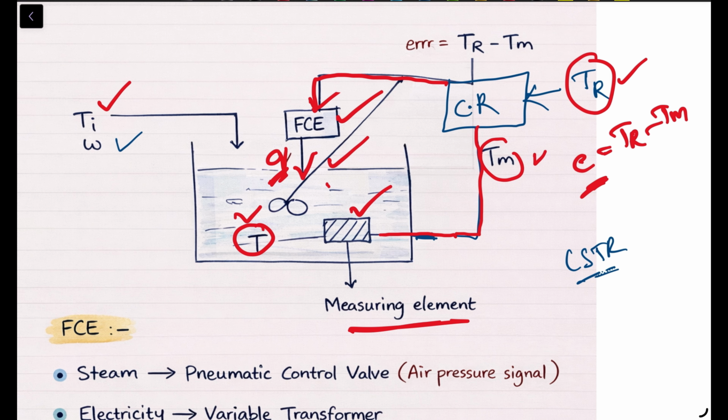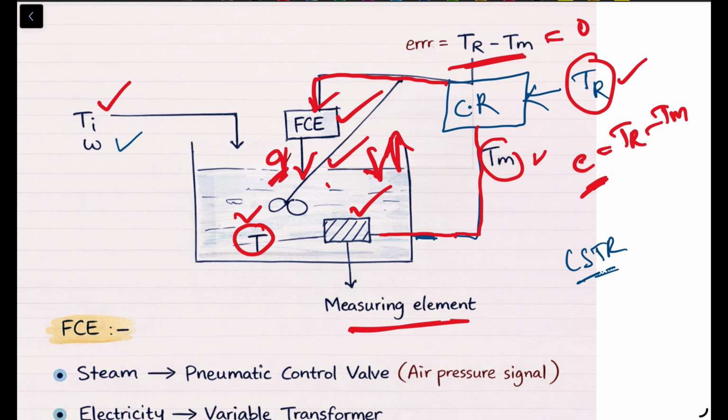If the temperature is higher than the set point, the heat supply will be reduced. If the temperature is lower than the set point, the heat supply will increase. So this cycle continues until the error becomes approximately zero.